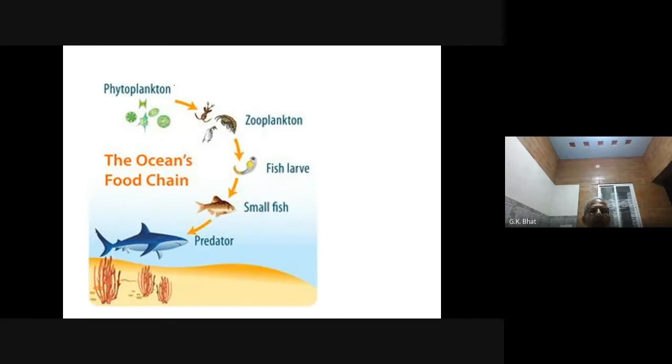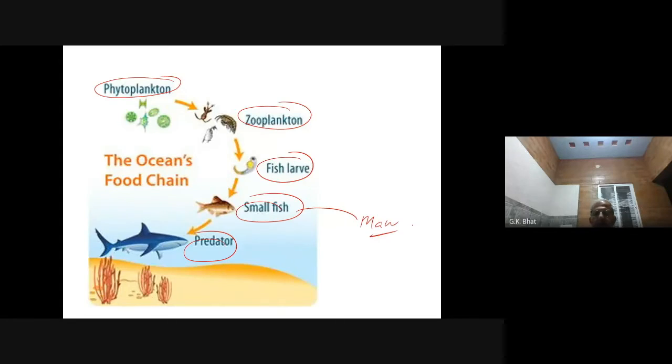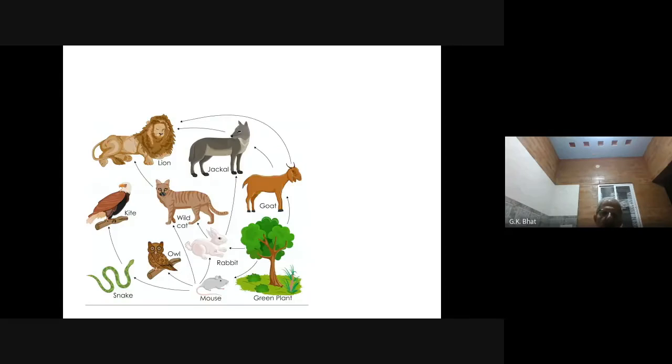Phytoplankton, free floating organisms, are the producers. They are eaten by zooplankton. They are eaten by fish larvae. They are eaten by small fishes. They are eaten by predators like this fish or man. So this is the sort of food chain that you come across.